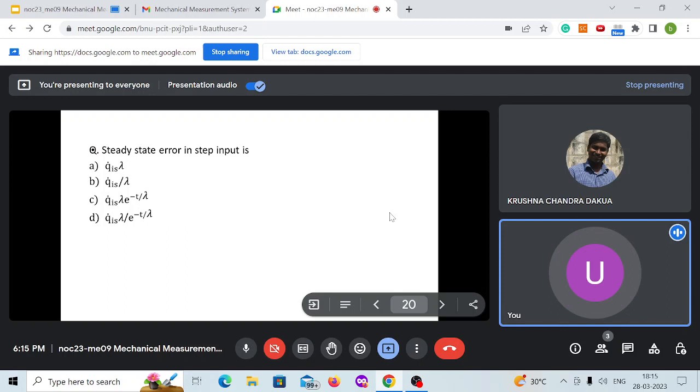QIS is the ramp response, the rate at which the input is rising. That is the QIS dot. And lambda is the time constant. So the steady state error will be the product of those. So the answer will be option A.